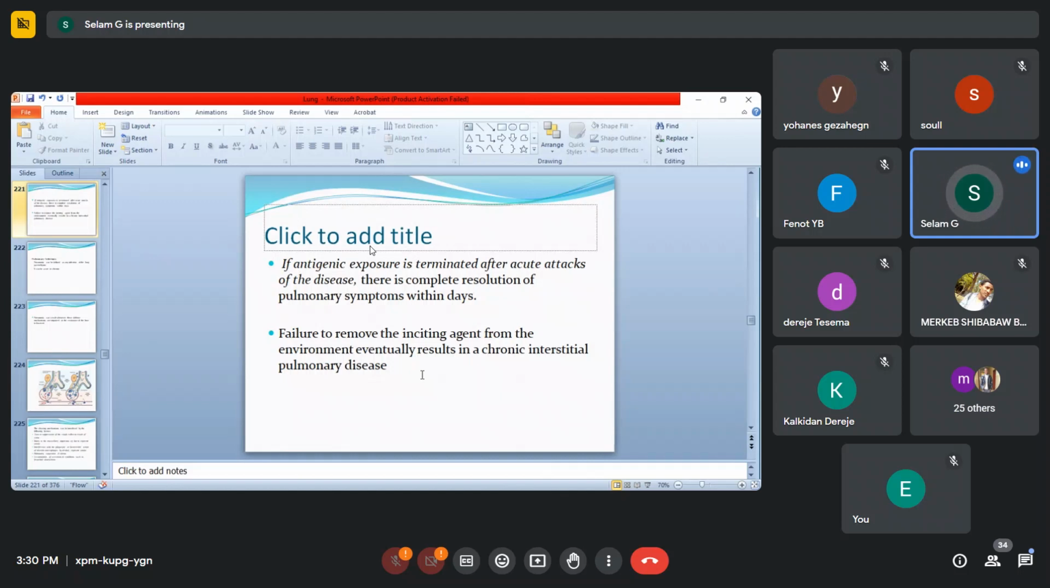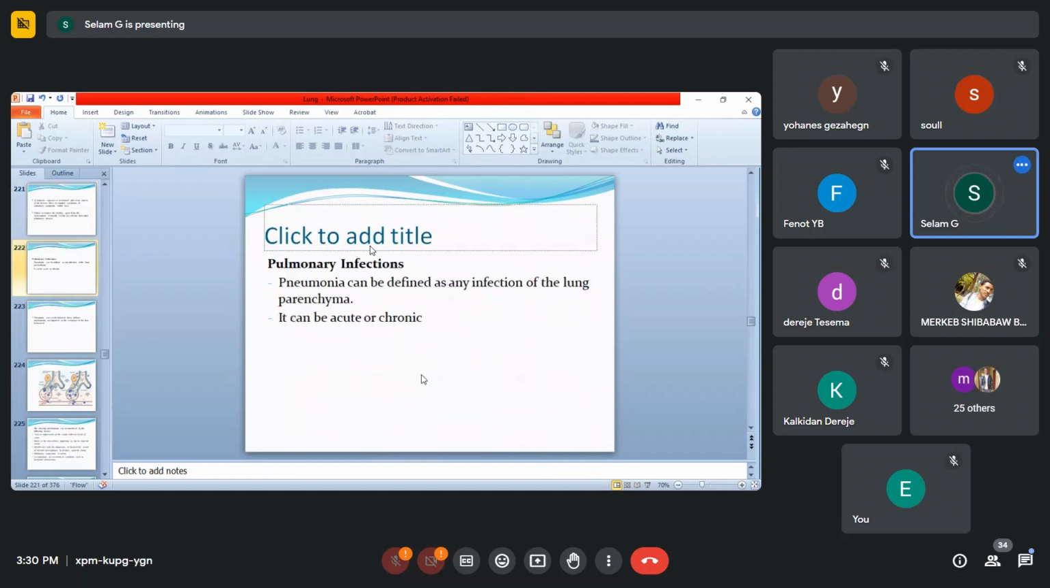So exposure to that itself may trigger this hypersensitivity pneumonitis, and unless a person is removed from that place or you remove that mold from that house, the patient may develop this chronic lesion. So with that, we wind up the topic on restrictive pulmonary diseases and continue with pulmonary infections.